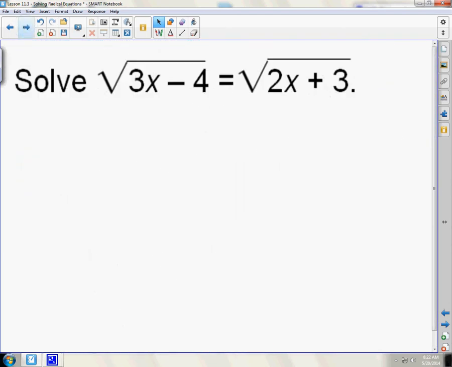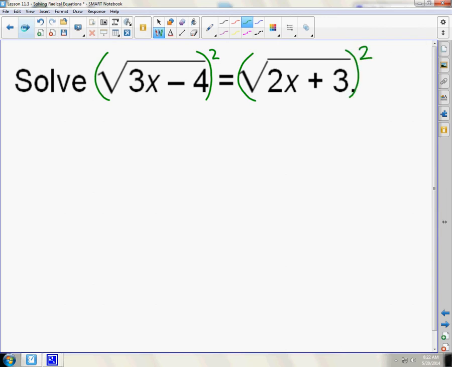Okay, next we have this equation, solve. Now, if you look at it, both sides have a square root sign or a radical sign. So I can square both sides and be just left with a regular equation.